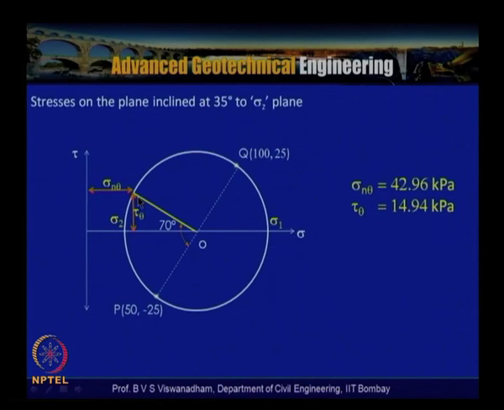From the graphical measurements, we can get sigma n theta equal to 42.96 kilopascals and tau theta equal to 14.94 kilopascals. So from the graphical interpretation, we have got sigma n theta and tau theta, the stresses, by using the Mohr circle concept.